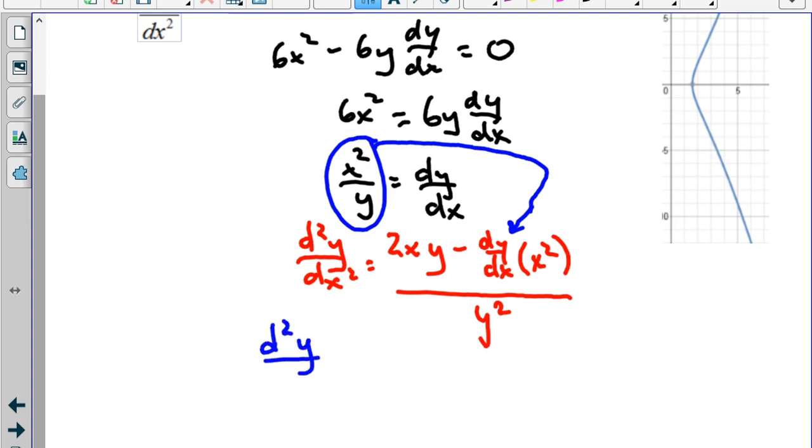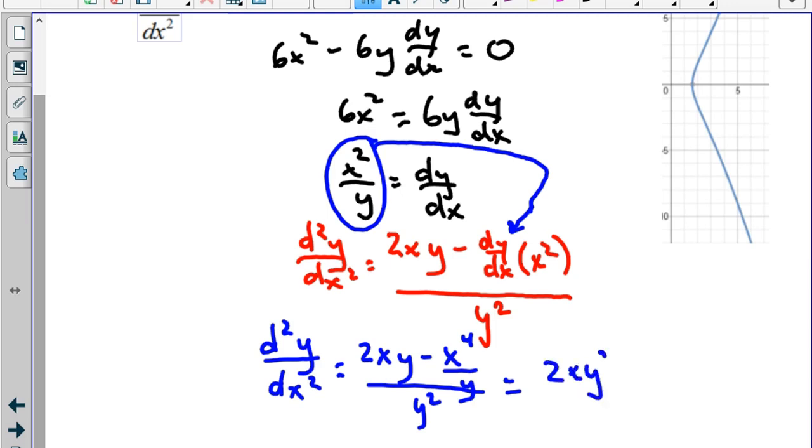So let's practice doing that a little bit. d squared y over dx squared equals 2xy minus x squared times the other x squared, which is x to the fourth over y, all over y squared. We're still going to have to do a little bit of simplification. So we'll multiply the entire numerator and denominator by y. Multiplying by y over y is really multiplying by 1. So we have 2x y squared minus x to the fourth, all over y cubed. So that's our d squared y over dx squared.